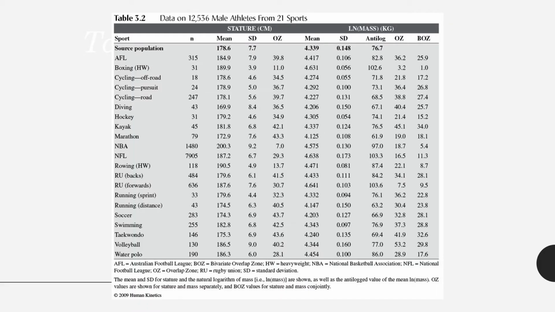So this is what this looks like in practice. This is data points for male athletes from 21 different sports. We can see here that we have our OZ and our BOZ. This first column right here is looking at stature. So how tall is this individual? Looking at this, we see these numbers under OZ, and we have the likelihood that this individual would be selected. So let's use boxing for an example. Right here, 11. So our OZ is 11. That means that there is an 11% chance that if I were to grab someone off the street, they would be a member of our boxing population.